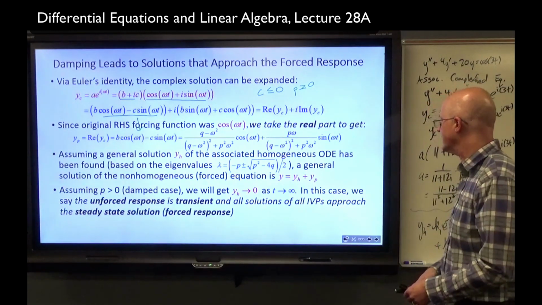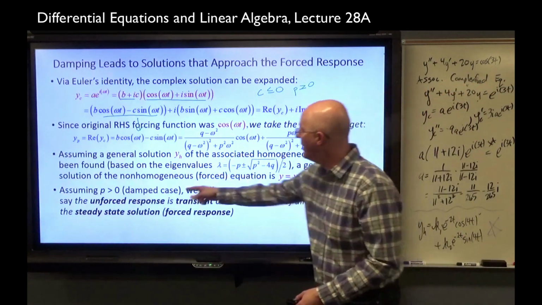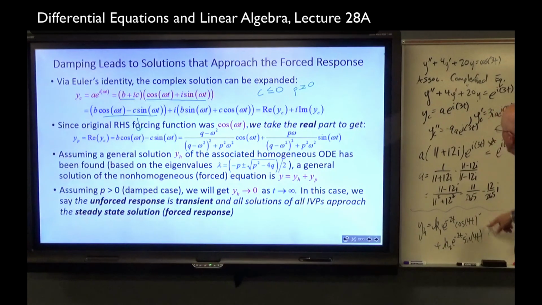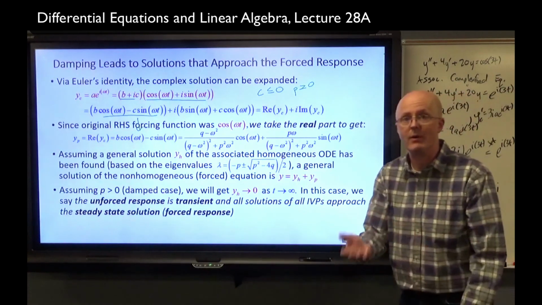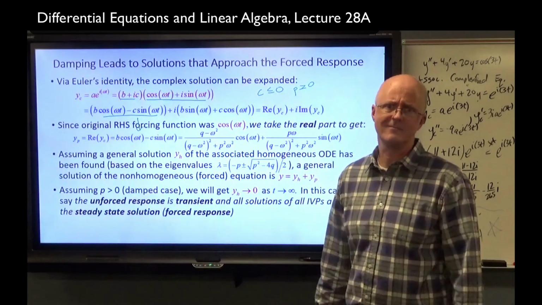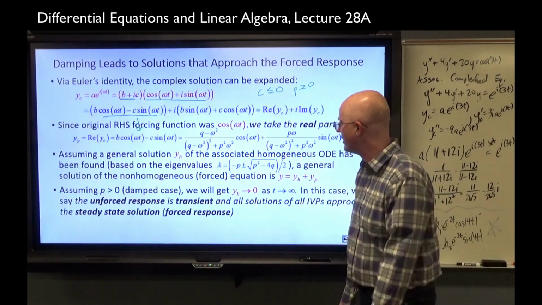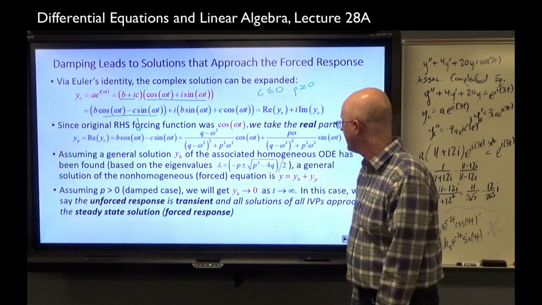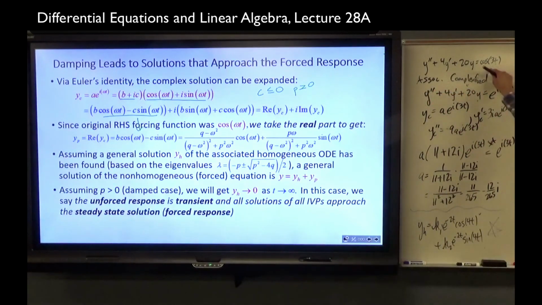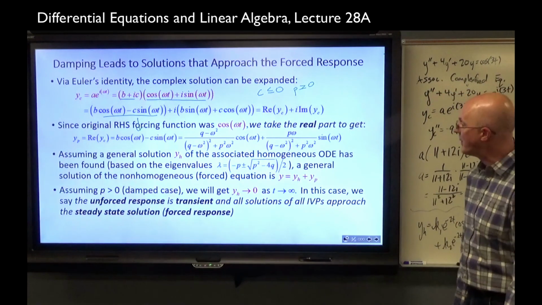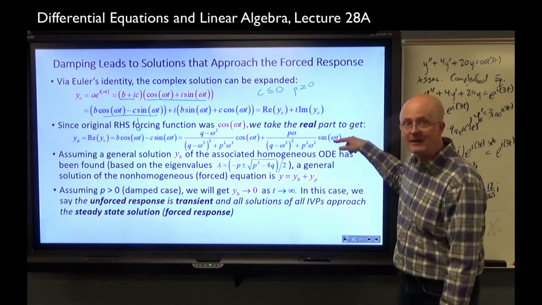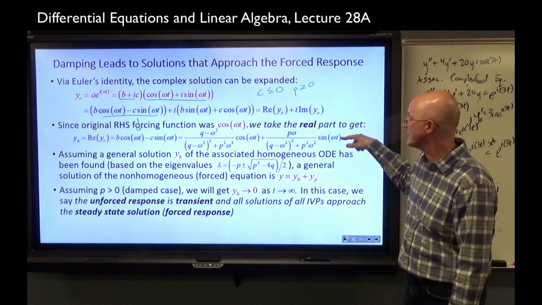Some important terminology here. In this case, we say the unforced response, the YH, is the unforced response because it corresponds to the associated homogeneous equation where there's no external forcing. It is transient. It goes away. That's the terminology used. It goes to 0 effectively. And all solutions of all IVPs for this equation, the non-homogeneous, forced one, approach what's called the steady state solution, which is the forced response YP. This thing right here is what every other solution approaches as t goes to infinity.